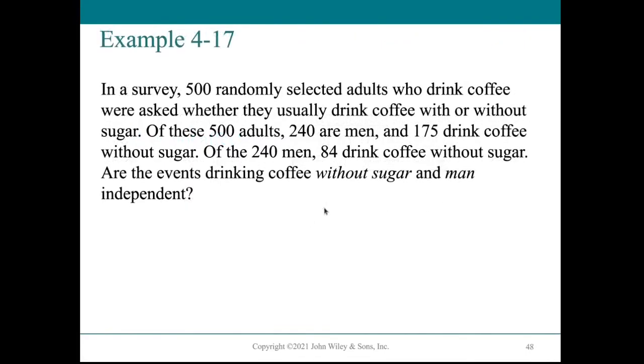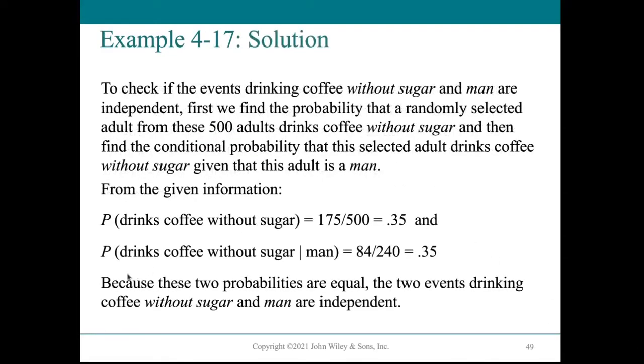So here we have drinking coffee without sugar and being a man. The probability of drinking coffee without sugar: how many respondents? 175 respondents out of 500 adults. So this is the probability of drinking coffee without sugar. 175 divided by 500 is 0.35.